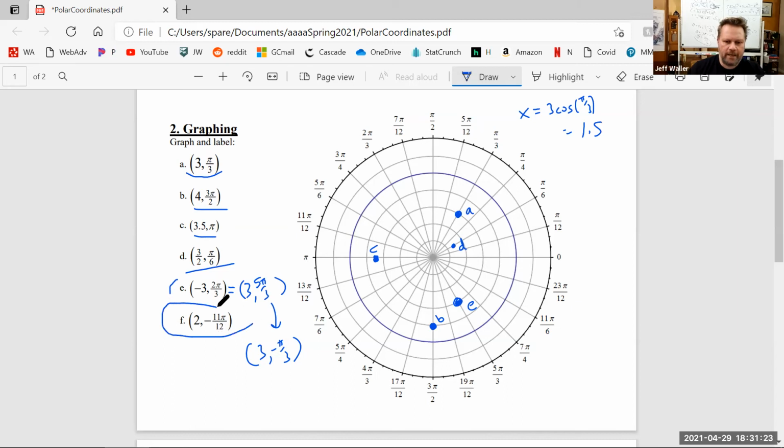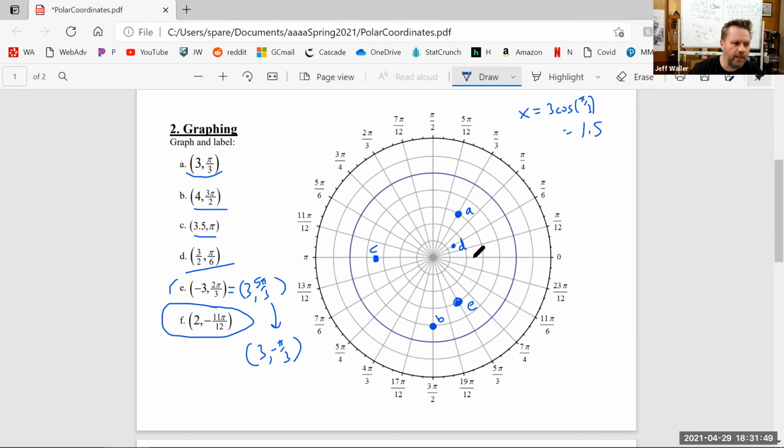So what about this guy? This guy's not too weird. I got to go back 11 pi over 12. So where am I going to end up? Am I going to go here? No, of course not. Where am I going to end? Right, here's 11 pi over 12. So I would stop here for 11 pi over 12.